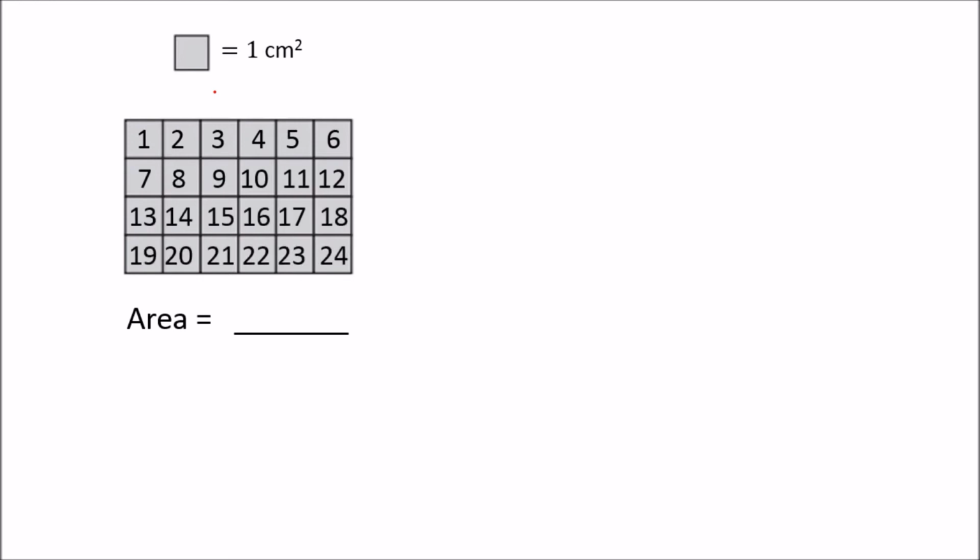And we can see here 24 full squares. So our area is 24. We're in centimetres, but we're in centimetres squared. Remember, now we're going in two directions. We're going in this direction and we're going in this direction here. And we're looking at everything within the boundary.